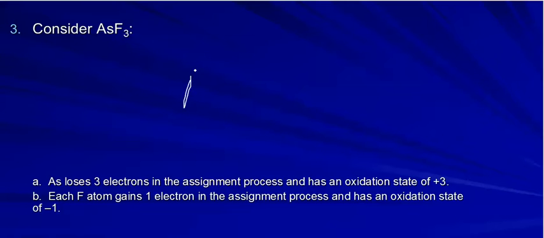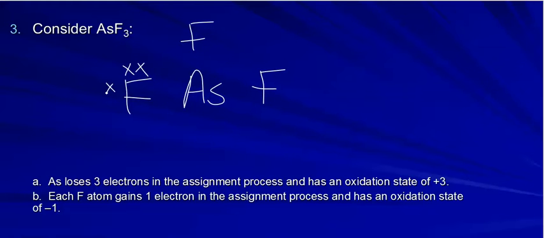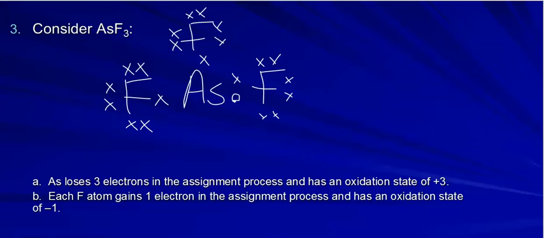First off, draw the Lewis structure. Fluorine's on the outside, arsenic's in the middle. Start on the outside and work your way towards the middle. Each F has 7. Arsenic has 5.